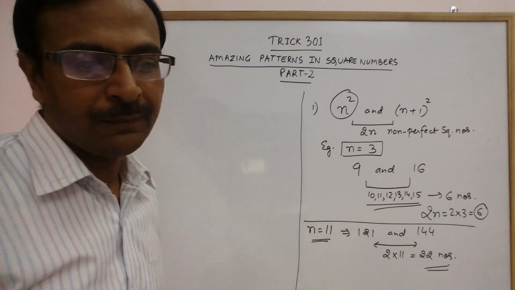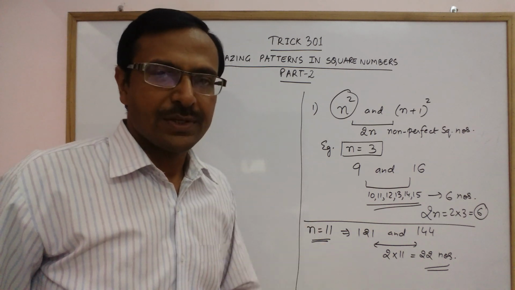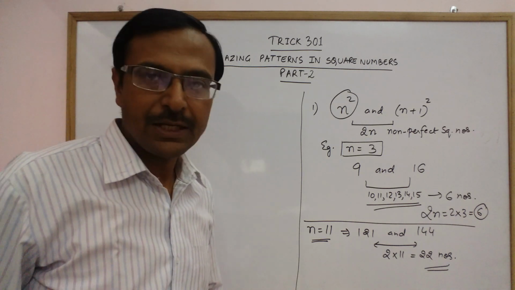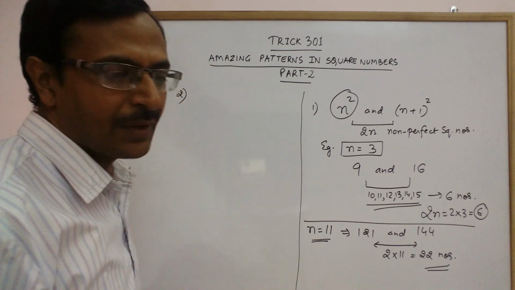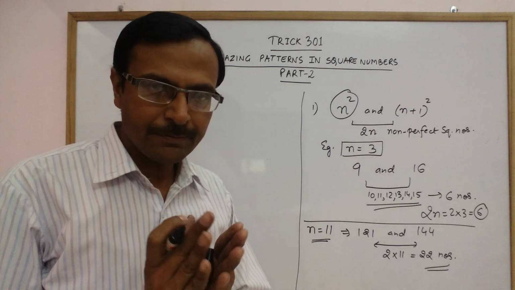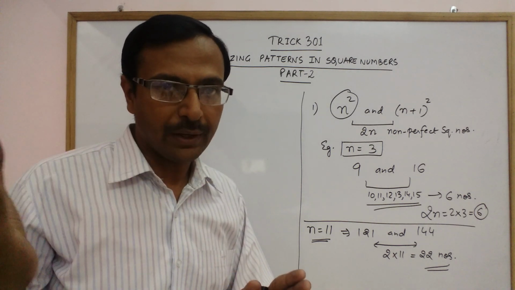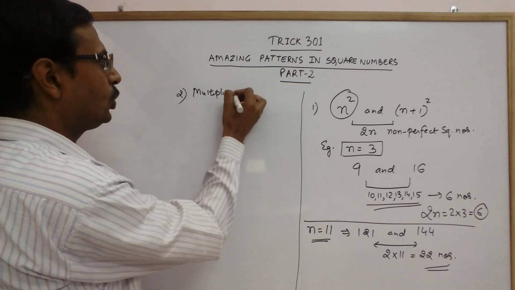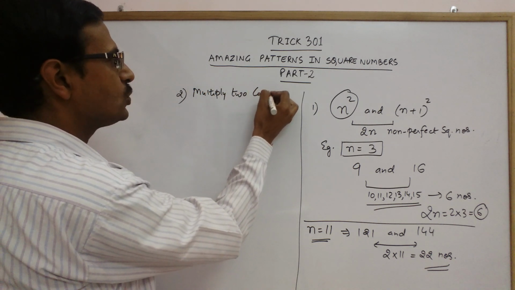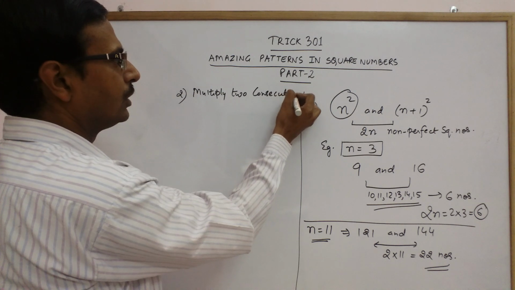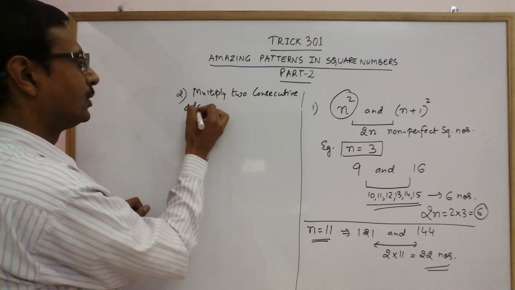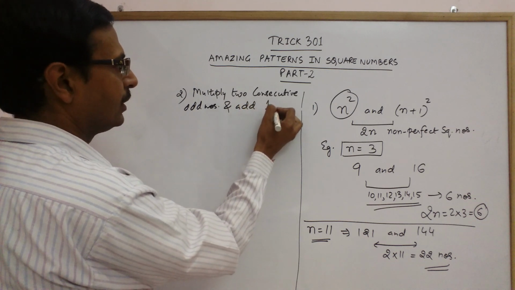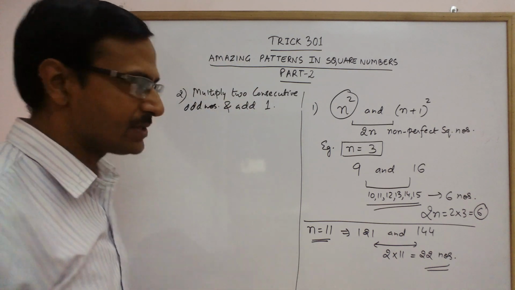Now the second pattern. Now what we do is we take any two consecutive odd numbers, and we multiply them and then we add 1. Multiply two consecutive odd numbers and add 1. Now see what happens when we do this.